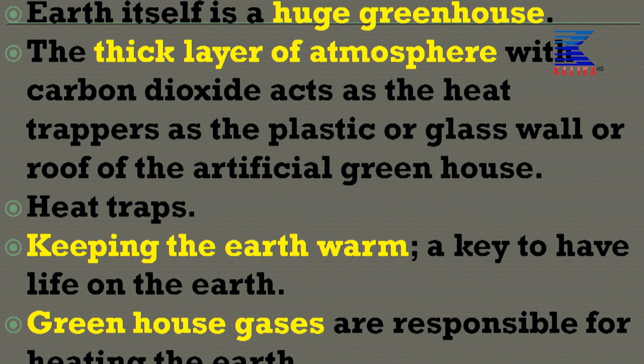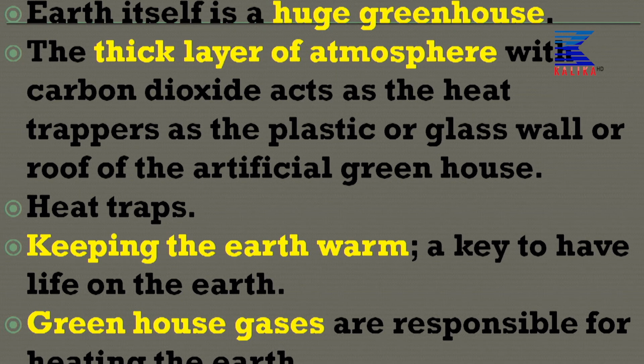Well, Earth itself is a huge greenhouse. We talked about a small greenhouse on the farm, but we are going to talk about the Earth itself being a huge greenhouse. The thick layer of atmosphere with carbon dioxide acts as the heat trapper, like the plastic or glass wall or roof of the artificial greenhouse. As we made the artificial greenhouse using a wall and roof of plastic or glass, the Earth has a wall or roof made up of atmosphere, mainly carbon dioxide.